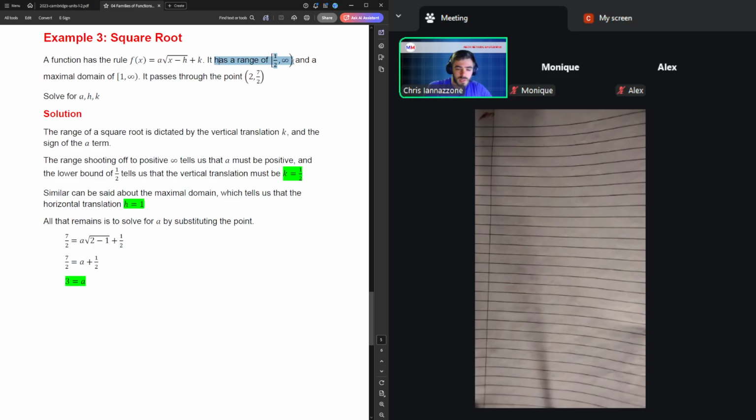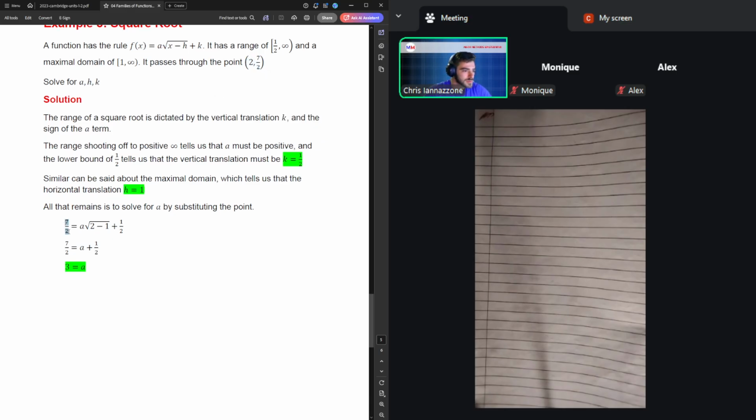The other thing you could look at would be the range, right? Very similarly, if you wanted to start at a half, it can't go any below a half, then you have to shift the entire graph up by a half. So the vertical translation should therefore be a half as well. That's going to hit your h and k terms pretty quickly. And as we saw before, just sub in a point, solve for a, the last coefficient. Point being 2, 7 on 2. So 7 on 2 for the y, 2 for the x, and well, not much else to really talk about there.